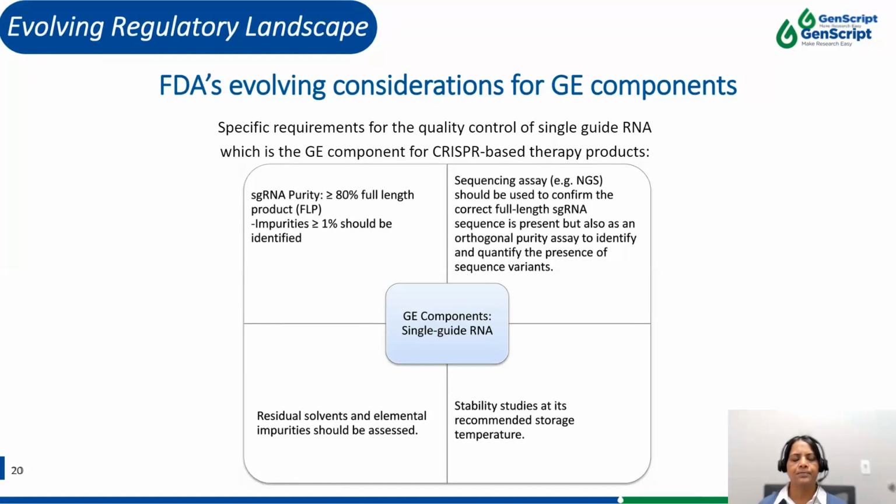In addition, residual solvent and elemental impurities introduced during the manufacturing process must be assessed due to safety concerns. Moreover, stability, particularly at the recommended storage temperature, needs to be evaluated to understand the long-term effect. So FDA guidelines also highlight the importance of having long-term stability data for single guide RNA.